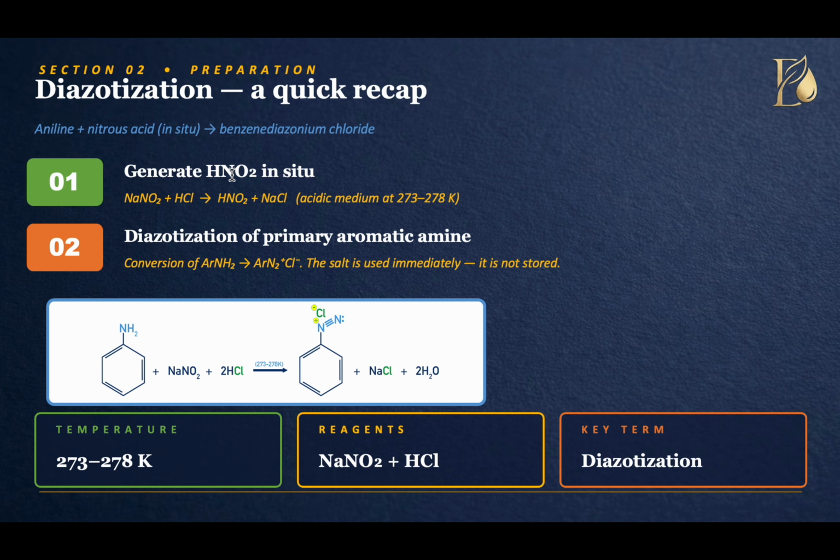So we are generating nitrous acid in situ using NaNO2 and HCl. So NaNO2 plus HCl gives HNO2 plus NaCl. This is a reagent for the preparation of diazonium salt. Nitrous acid on treatment with aniline at 273 to 278 Kelvin will produce diazonium salt plus NaCl plus H2O. So this is diazonium salt preparation. So what is the temperature? It should be 273 to 278 Kelvin. Then reagents used are NaNO2 plus HCl. The key term used is diazotization. So this is the preparation of diazonium salts.